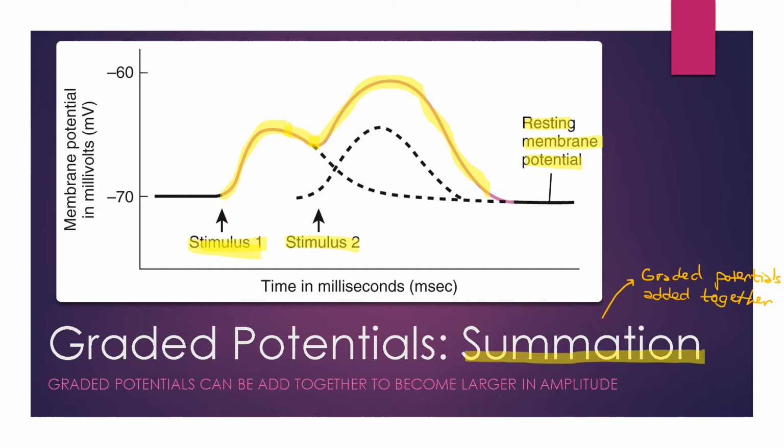The same is going to happen if two hyperpolarizing potentials summate. Then the net result is a larger hyperpolarizing graded potential. And then if we have two equal but opposite graded potentials, if they are going to summate, so one depolarizing and one hyperpolarizing, they're going to cancel each other out, and then the net result is that the graded potential disappears.